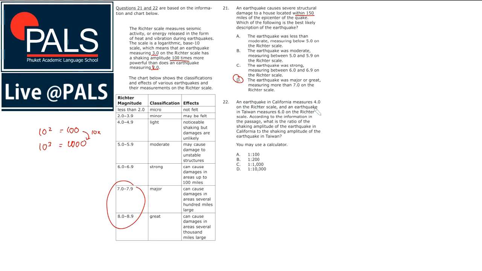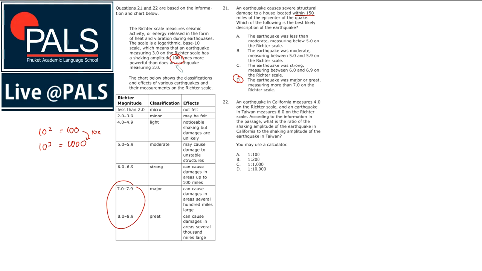An earthquake in California measures 4 on the Richter scale, and an earthquake in Taiwan measures 6 on the Richter scale, according to the information in the passage. What is the ratio of the shaking amplitude of the earthquake in California to the shaking amplitude of the earthquake in Taiwan? So if we use the information, I mean, maybe I don't know something about earthquakes and this is actually correct, but usually if we have a scale based on the logarithm 10, and this is one number greater, then the difference should be 10 times.